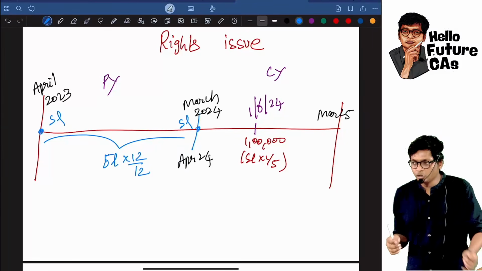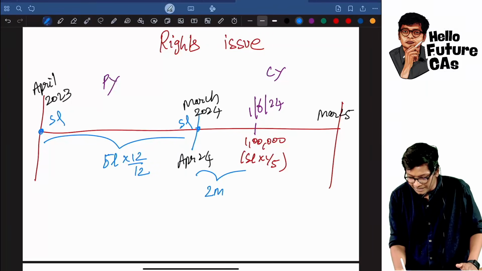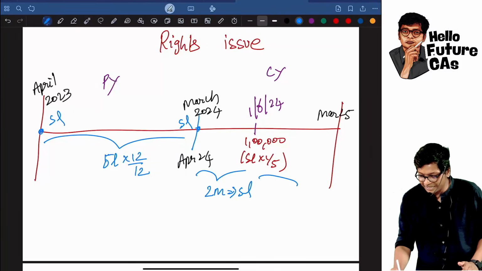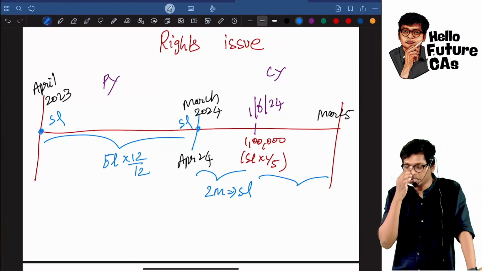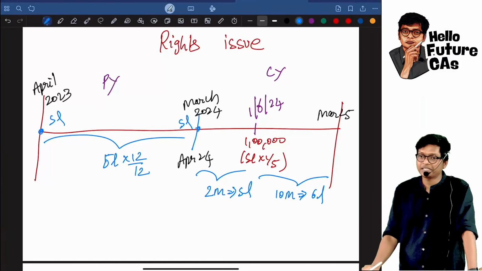In this year also, April, May, correct? For 2 months I had how many shares? 5 lakhs. The remaining part of the year, which is how many months? 10 months I had 6 lakh shares.